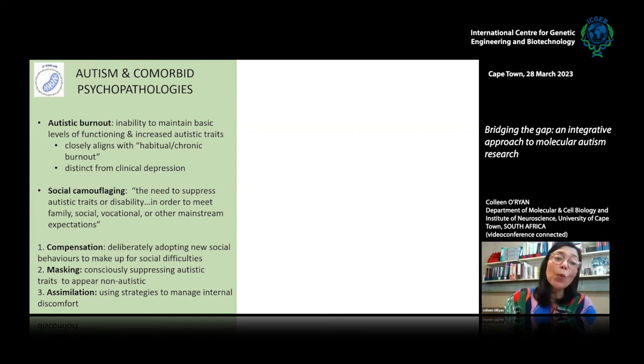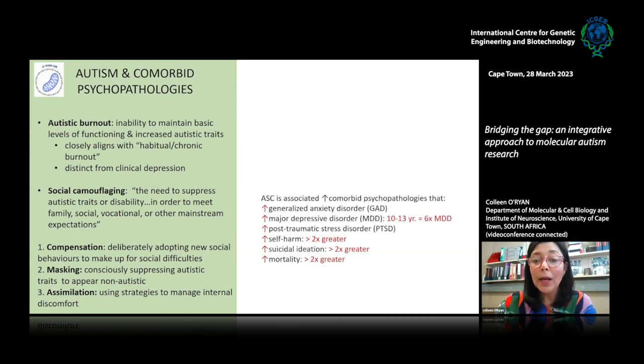There are different ways autistic individuals camouflage. There's compensation, and masking is an important one, where you mask your real inherent character traits and take on this other persona all the time, which is incredibly difficult. What we know is that autism spectrum conditions, and in this paper we use the term autism spectrum conditions to differentiate it from a pathological state, which is autism spectrum disorder, is associated with increased psychiatric pathologies like generalized anxiety disorder or major depressive disorder.